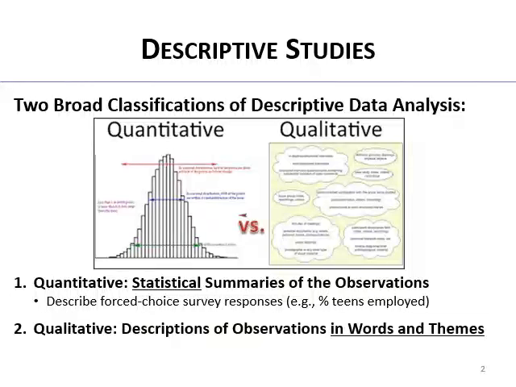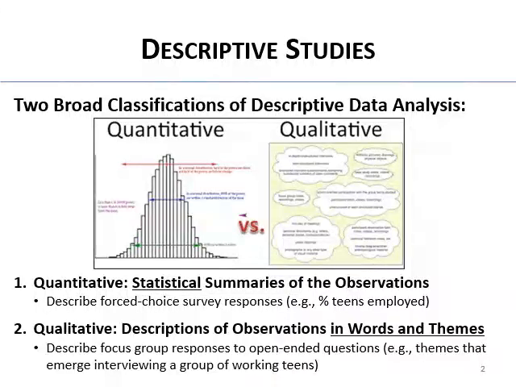teens who were employed, whereas qualitative descriptions are observations and words and themes. So when you do qualitative analysis, you're looking for words, themes, that sort of thing in the data. So you might, for example, describe a focus group's responses to open-ended questions, trying to develop themes that emerge, interviewing a group, for example, of working teens, what it's like to be a working teen.